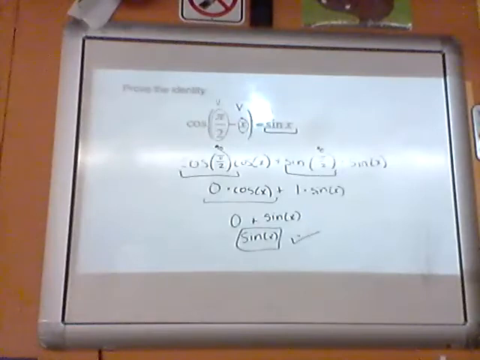So you'll have to do a few of these on your assignment where they're asking you to prove that. And so you're going to be proving one of the ones that's on here or one like it, again, just by using the formula. So, yay, sine.